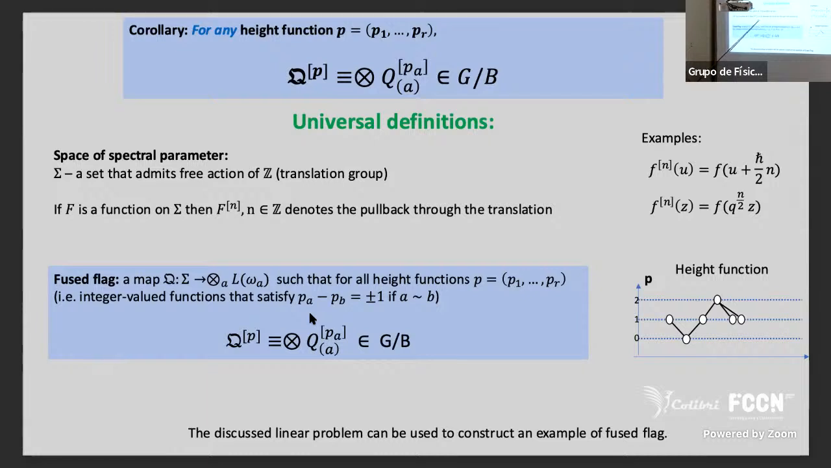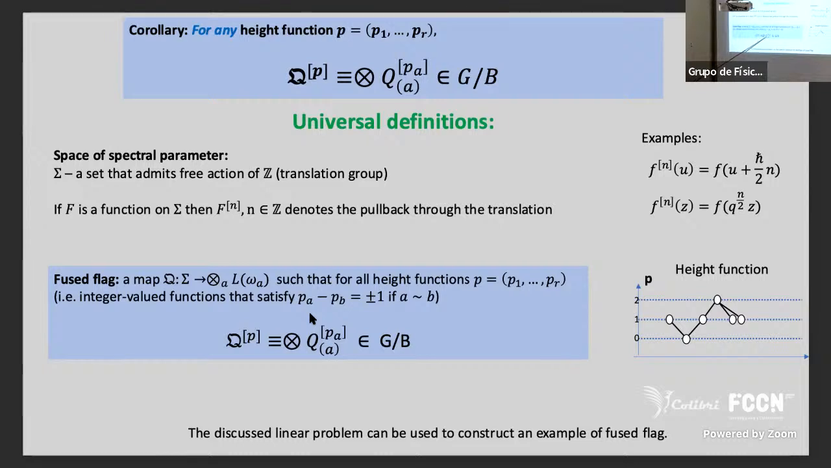And then we define the notion of a Fuse flag. So a Fuse flag is a map from this space to the tensor product of all fundamental representations, such that for any height function, so a function that has this feature, Q shifted by the height function belongs to the G-orbit of the highest weight. So it's a maximal flag. And the most important word here is the word all. So this map doesn't depend on P, but whenever P is a height function, this property should be satisfied. And this is the non-trivial part of the story.